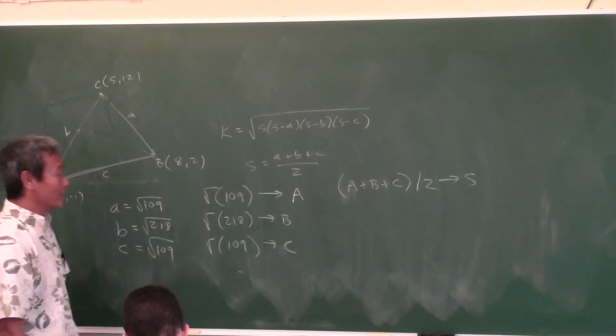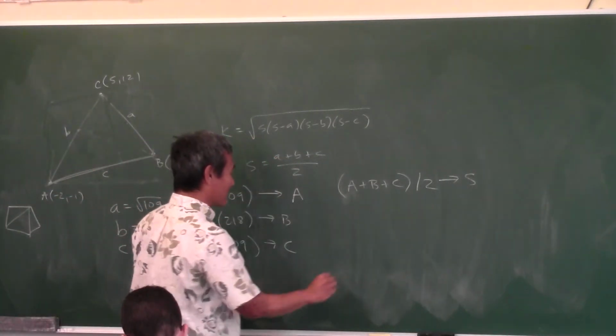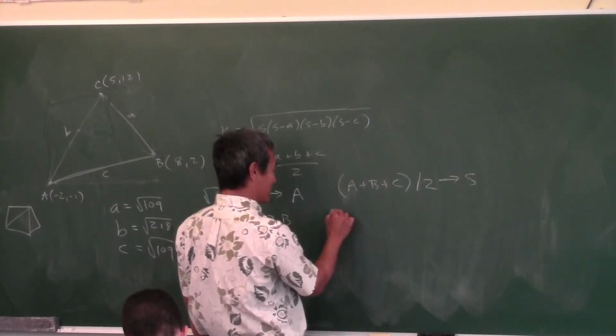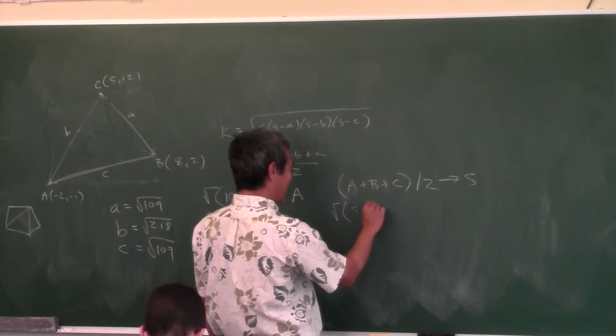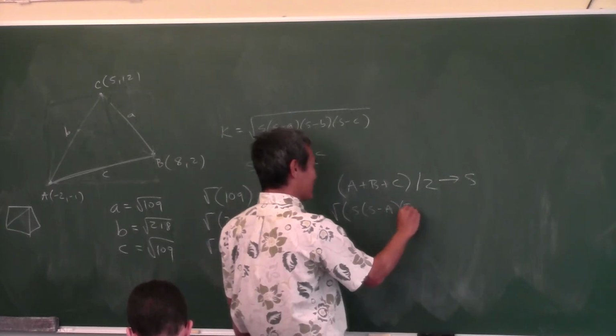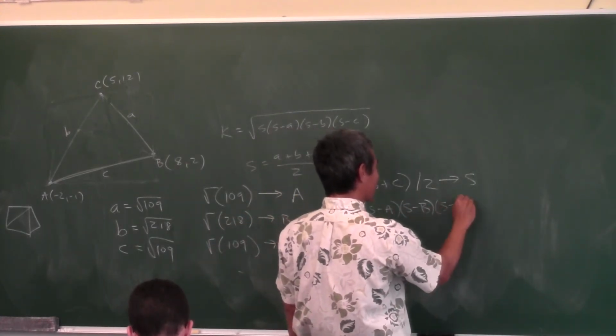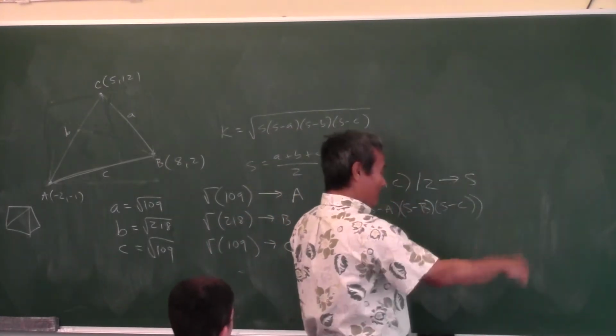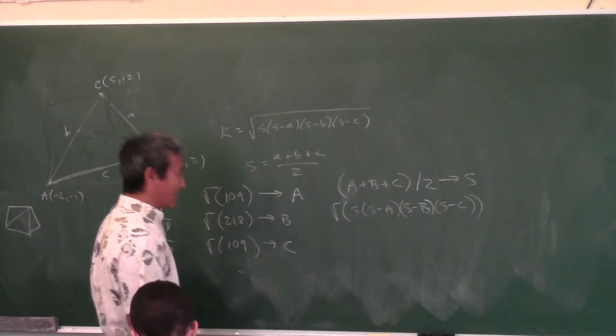Okay, now all you have to do is punch in the formula for Heron's Formula right here. So now all you have to do is punch in this. Square root of S times S minus A times S minus B times S minus C, close parentheses, and the thing should just spit out the answer.